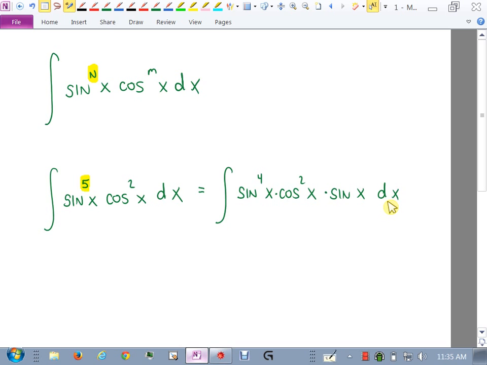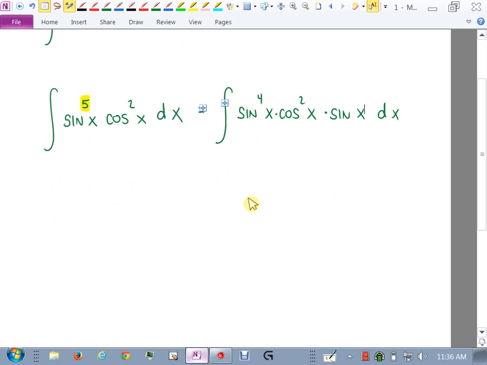But I know that if I'm going to let this be my du, then I need cosines everywhere else, don't I? I have cosines here. This right here needs to be turned into cosines then. So here's what I'm going to do. I'm going to first rewrite sine to the fourth x as sine squared x, squared. And then I'll have cosine squared x times sine x dx. Is that okay? Sine to the fourth is the same as taking sine squared and then squaring it again.